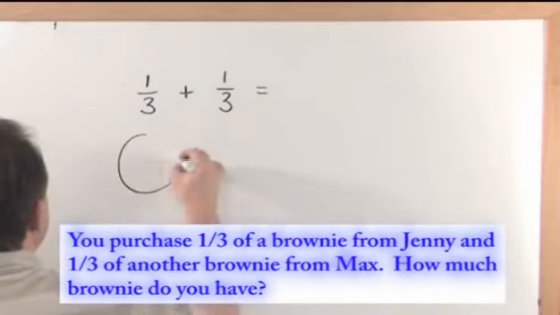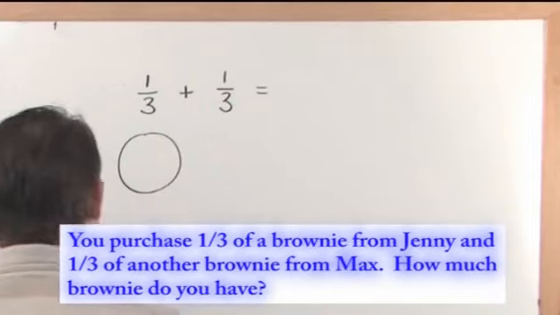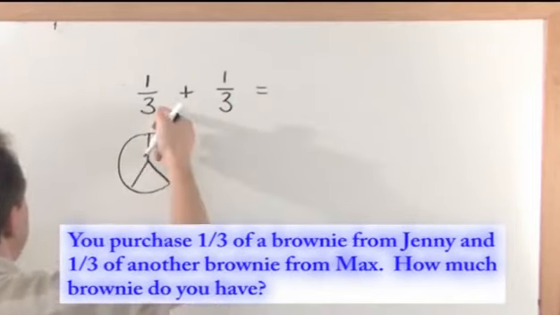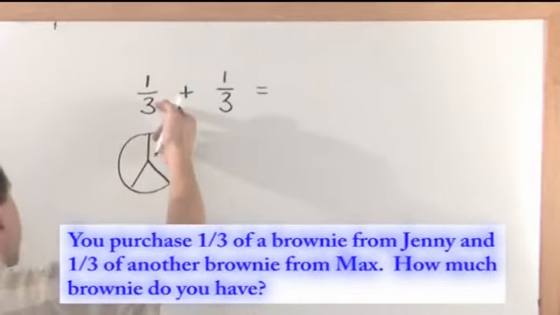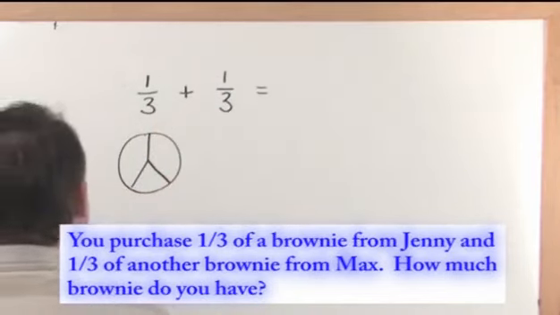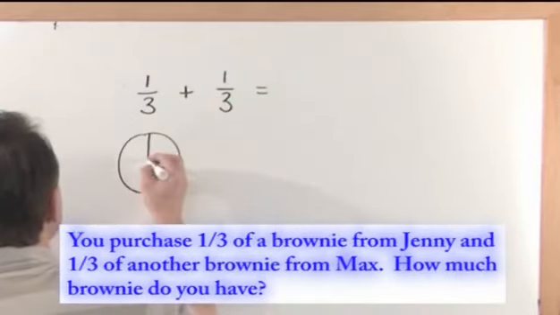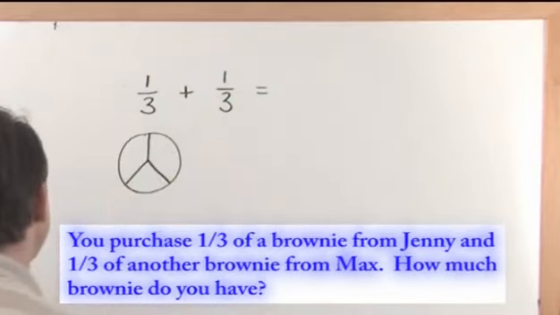Let's pretend it is a circular brownie. Okay? And we divide this brownie up into 3 parts. Not 4 parts as before, but 3 parts because the bottom number is 3. We've cut this brownie up into 3 equal parts. It doesn't look so equal with my drawing, but it should be 3 equal parts.